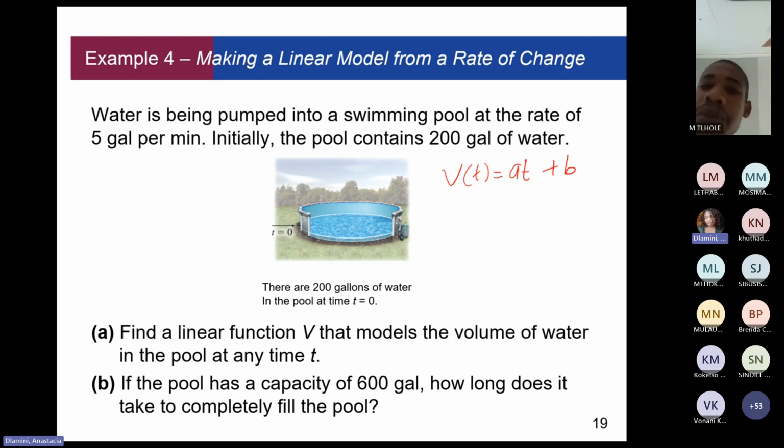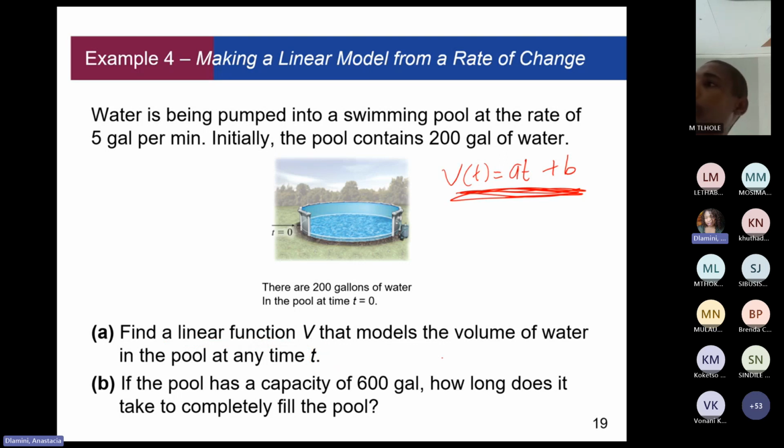Why? Because they say find a linear function. Do you see that? Yes, so as soon as they tell you that it's a linear function and you know they talked about time, because they're saying find the linear function V that models the volume of water in the pool at any time. So it means that t. So the function will be like this. That's your first point. Okay, continue now.